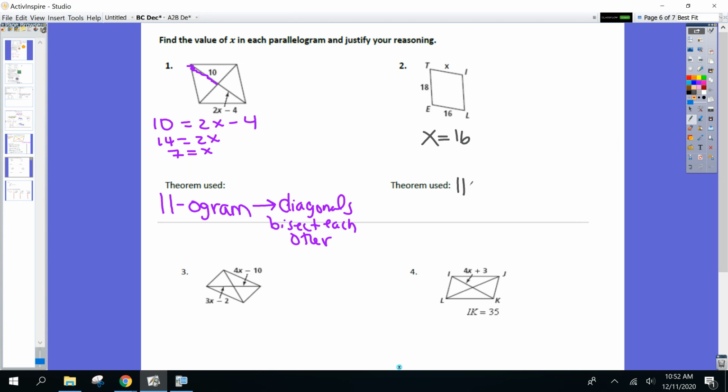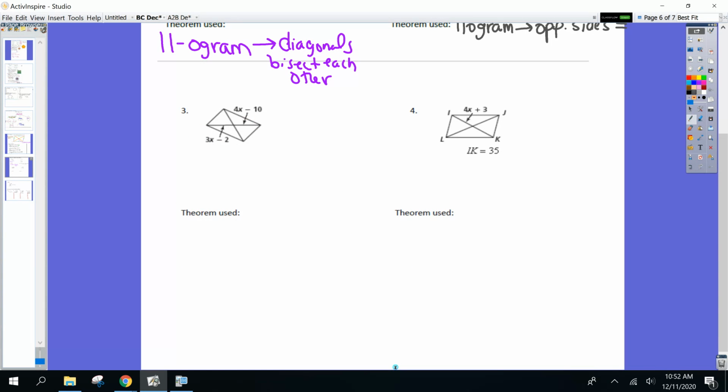Property that you use, parallelogram implies, what property did you just use? Opposite sides are congruent. There you go. Opposite sides congruent. We okay at home? All good? All right, couple more. There's only so much I can do with the sides and diagonals. So yes, you are going to see some repetition. All right, number 3.